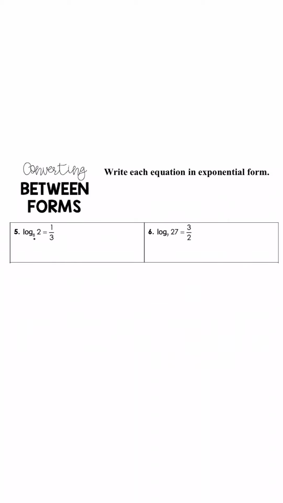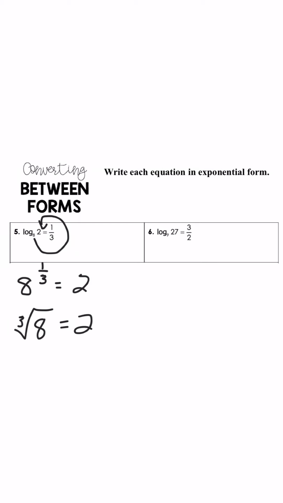Here, this becomes 8 to the 1/3 power equals 2. And in reality, the 1/3 power is the same thing as writing the cube root of 8, which in turn does equal 2. On this one, 9 to the power of 3 over 2 equals 27. And so if I was to rewrite this in radical form, 2 is the index, so it would end up being the square root of 9 to the 3rd power.